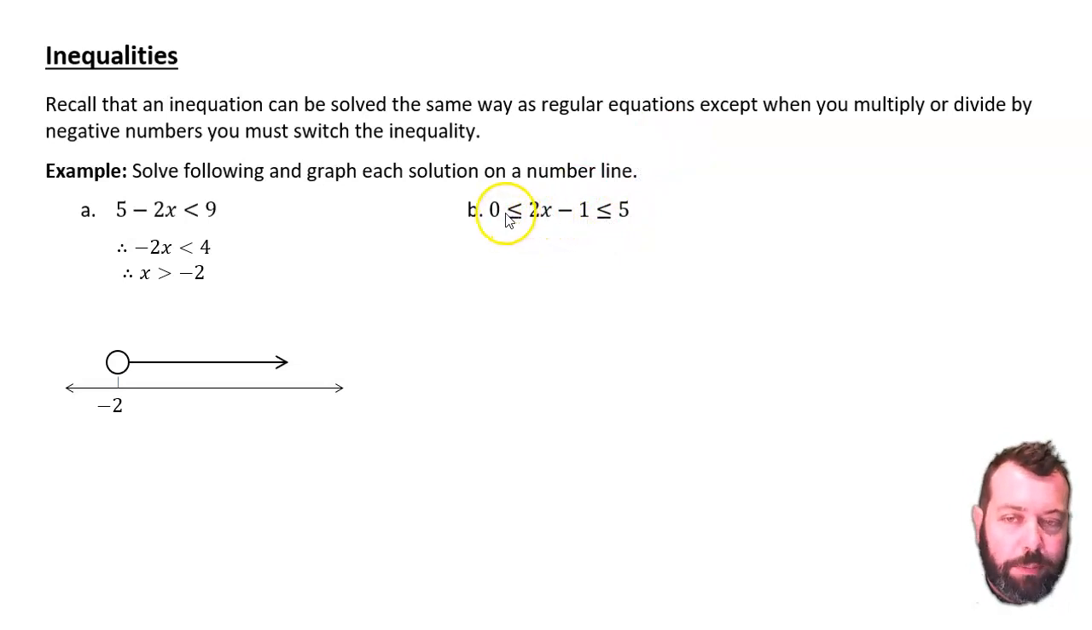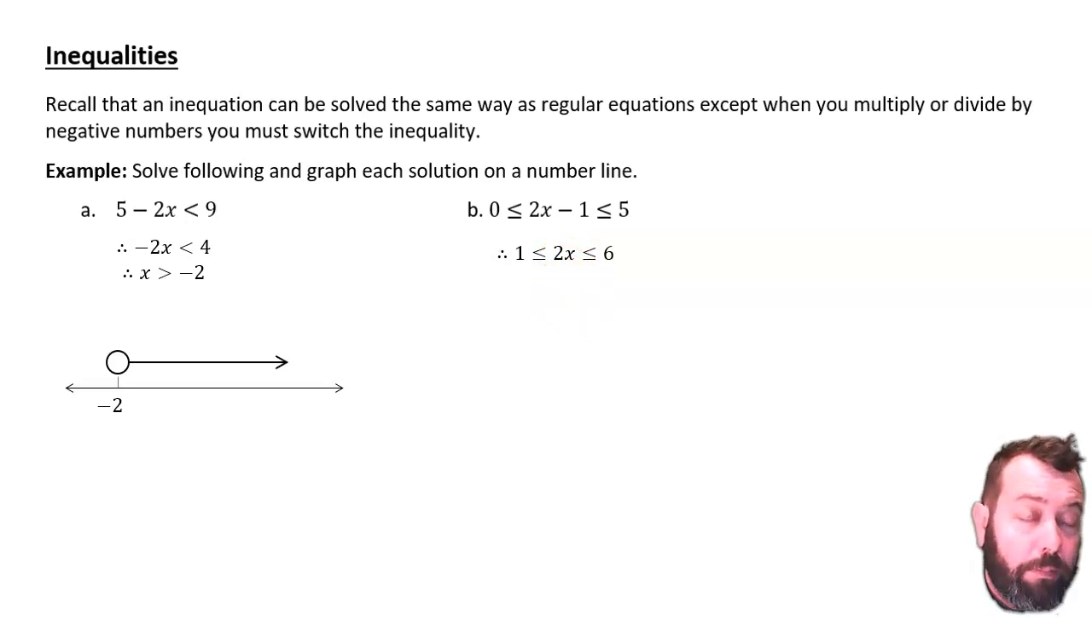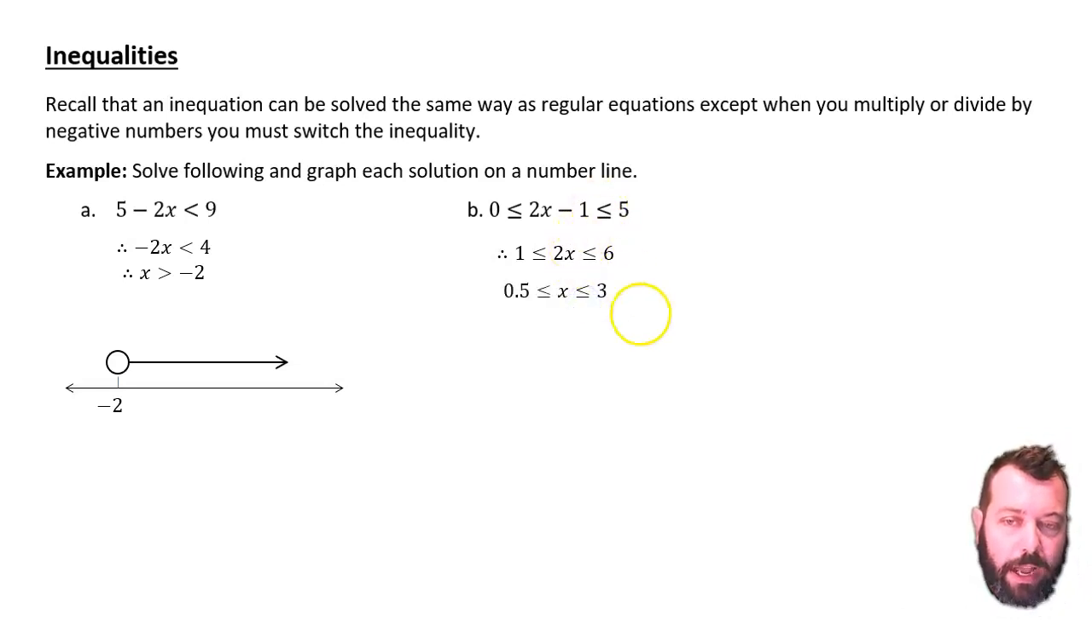Where we're sandwiched between two values. So to begin with here, I think I want to add 1 to everything. So 0 plus 1 is 1, 2x minus 1 plus 1 is 2x, and 5 plus 1 is 6. So we find that 2x is somewhere between 1 and 6. Divide everything by 2 now. That's a positive number, so I don't change the direction. And I get a half is less than or equal to x is less than or equal to 3.